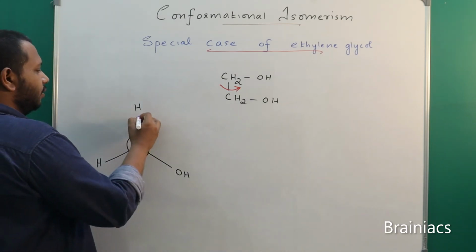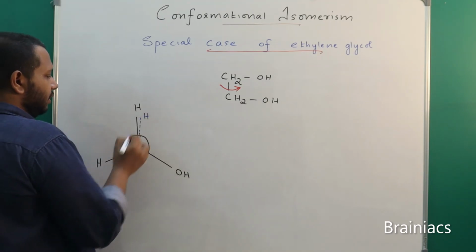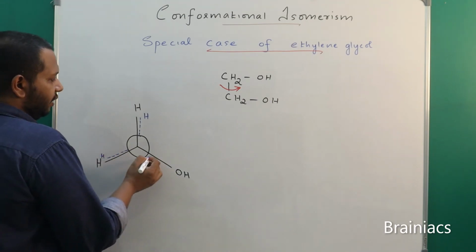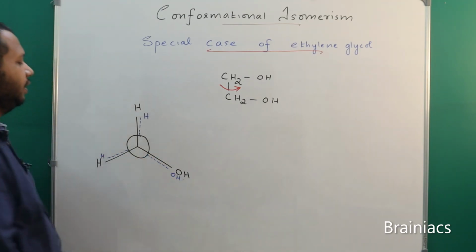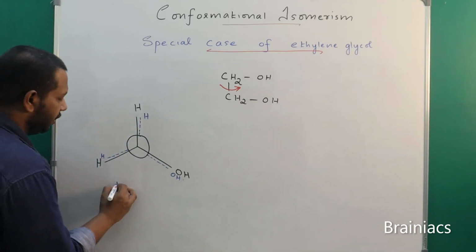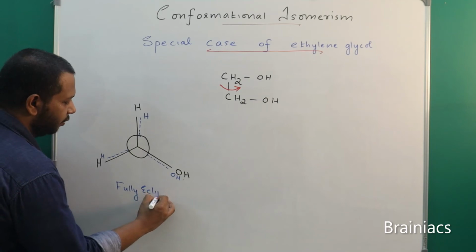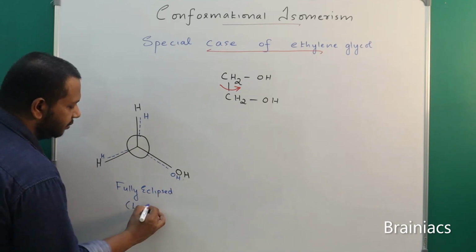Let me first draw the fully eclipsed form. So here a hydrogen atom, and here also you have a hydrogen atom, and here you have the OH. So we know this is the fully eclipsed form, correct? Fully eclipsed, and we know this is actually the least stable.